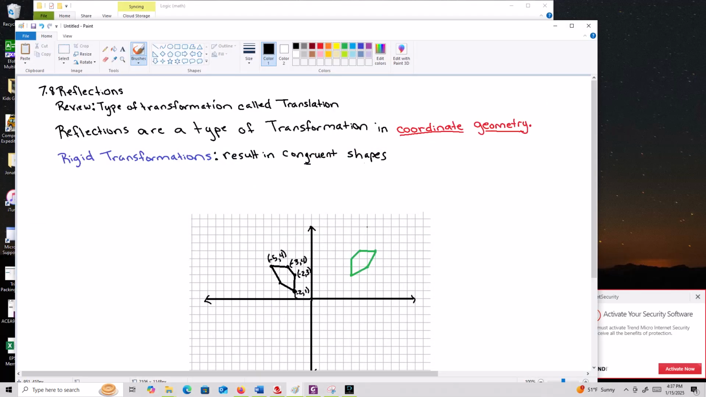But today we're going to talk about reflections. Reflections are going to be another type of rigid transformation. We are going to end up with a congruent shape. So this is another type of transformation in coordinate geometry, and coordinate geometry is once again that fun geometry where we're going to be dealing with shapes on the Cartesian plane and manipulating them, doing things to them, moving them.